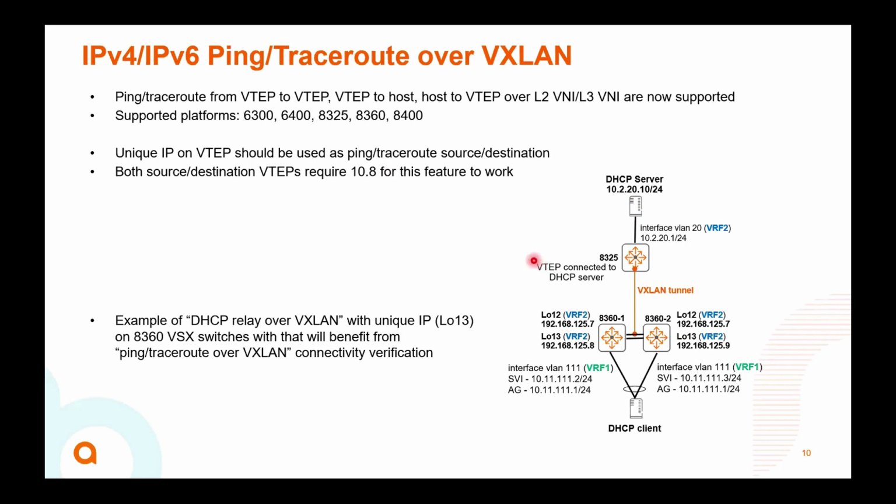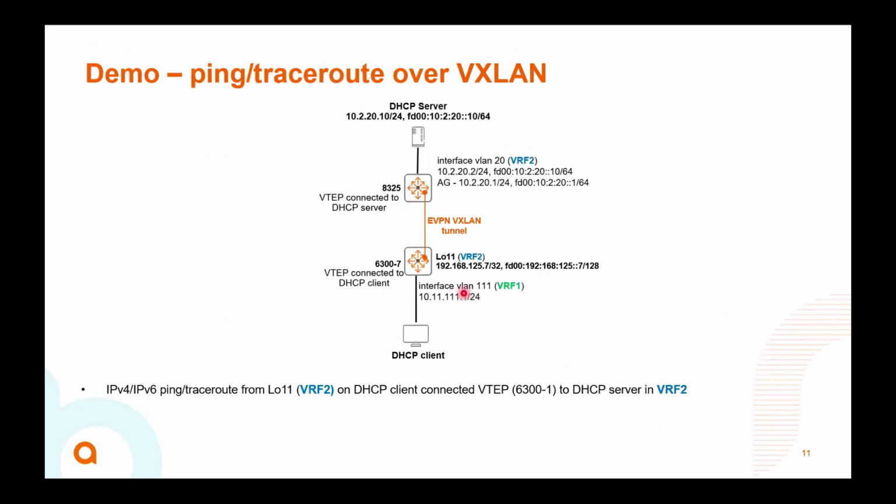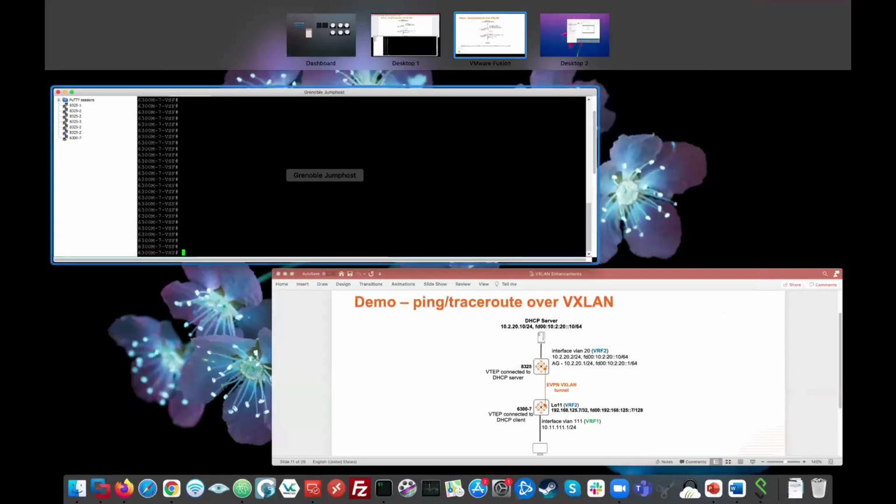Let's go to the demo next. So this is my demo environment. I'm going to show you both V4 and V6. I'm going to ping that DHCP server. There's dual stack. So my loopback here has both a V4 and V6 address. My DHCP server also has both V4 and V6. Same for the SVI 20, which has the default gateway for the DHCP server. Right, let's take a look.